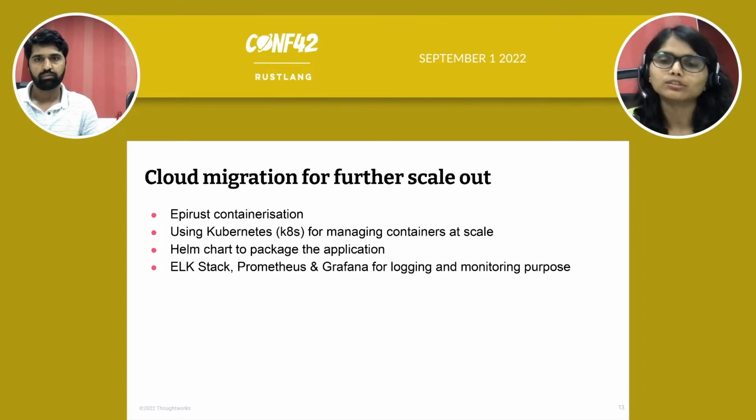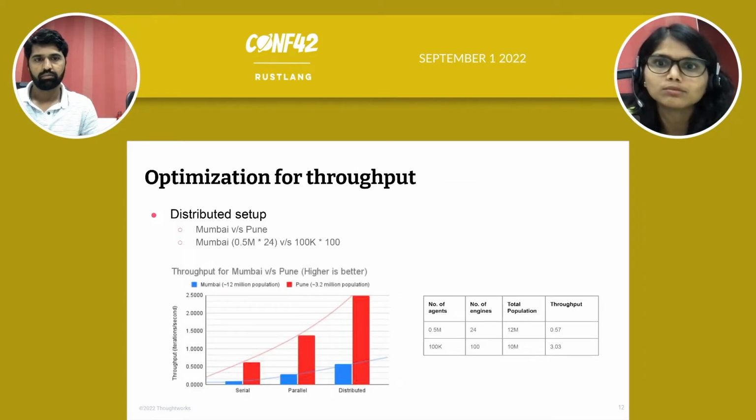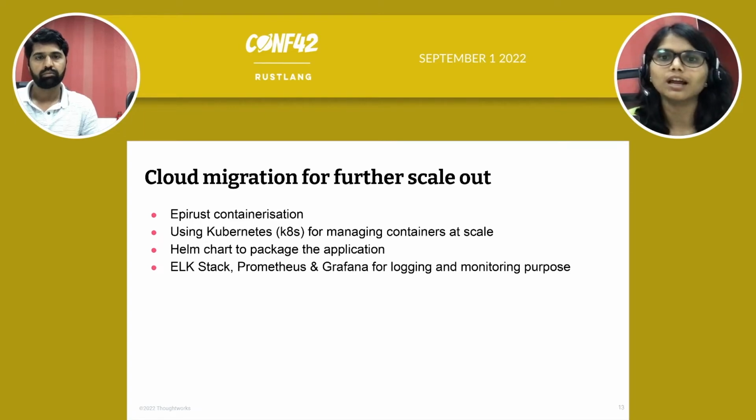Now we changed our engines from 24 to 100, but it is not possible to manually start up 100 engines and then start up Kafka and do all of this stuff. We need some sort of scale automation here, and some infrastructure which can be used at this scale. So for that we added the cloud. We migrated to the cloud and added cloud support to our application.